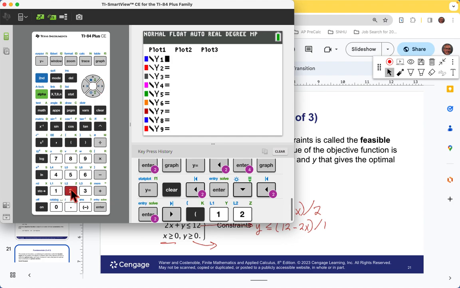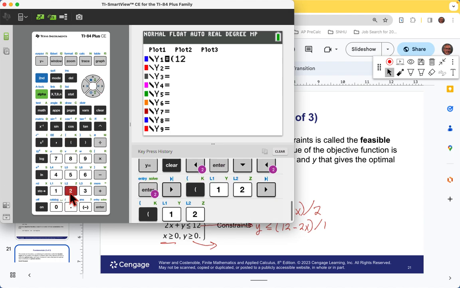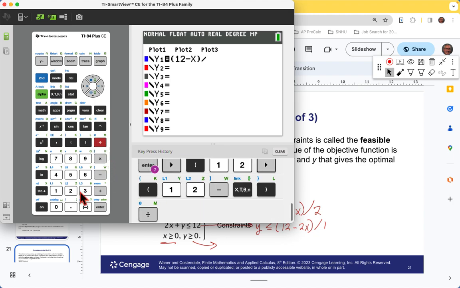parentheses 12. Is that one minus x? Okay, so minus x, parentheses divided by 2. Right, this one was divided by 2. And I guess I can move that. That was y was less than that, right? So the solution set is below this line. I'm going to shade above the line. So then while I'm doing this, I just come over here and I want to make sure that this is going to shade above.